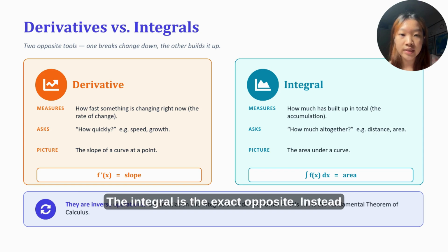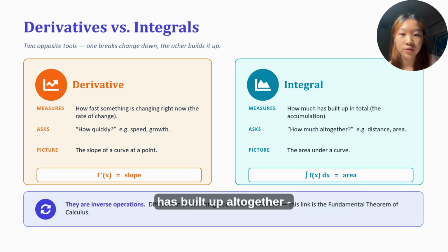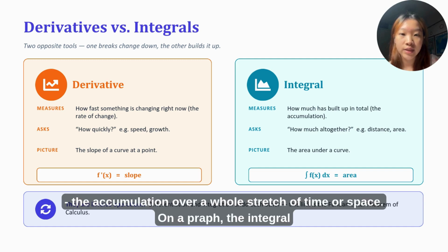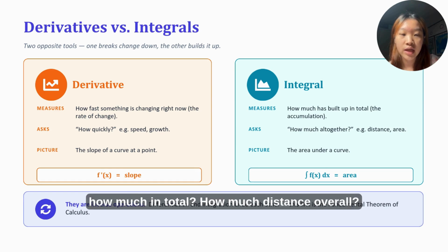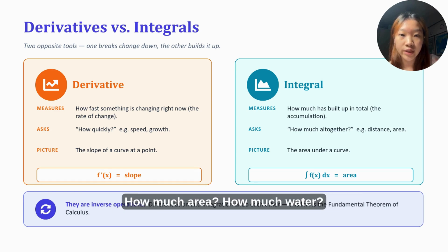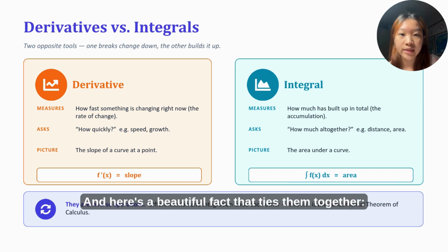The integral is the exact opposite. Instead of looking at one instant, it measures how much has built up altogether, the accumulation over a whole stretch of time or space. On a graph, the integral is the area underneath the curve, and it answers a different question. How much in total? How much distance overall? How much area? How much water?